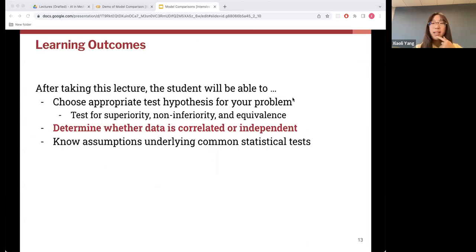So, okay, then we conclude our lecture on the test hypothesis section. Let's proceed into the short but nice section about correlated and independent data.